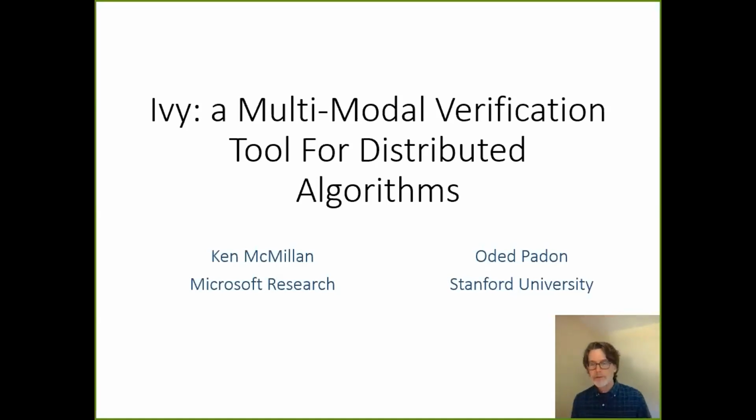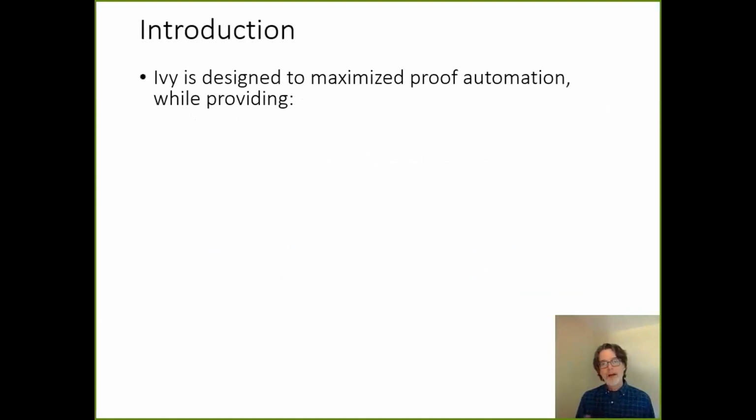This talk is about IV, a formal verification tool that's specialized to distributed algorithms, and it's joint work with Oded Padon of Stanford University. Now, IV is designed to maximize the use of automation in a proof while at the same time providing certain key properties of that automation. That is to say, predictability, stability, and transparency.